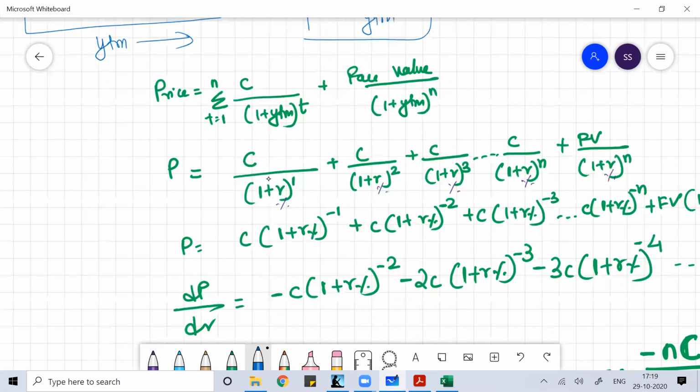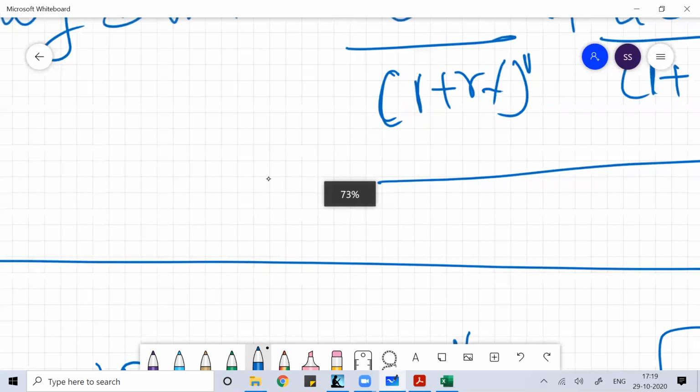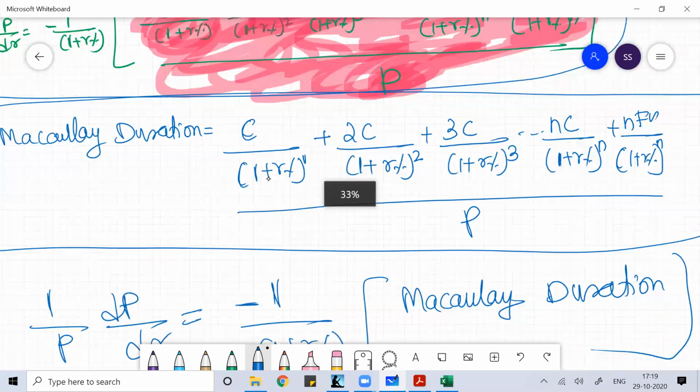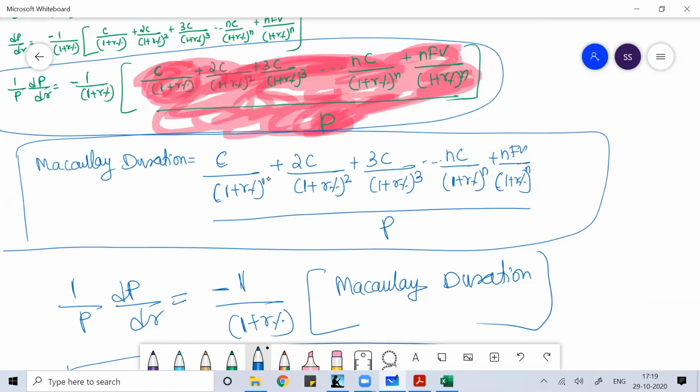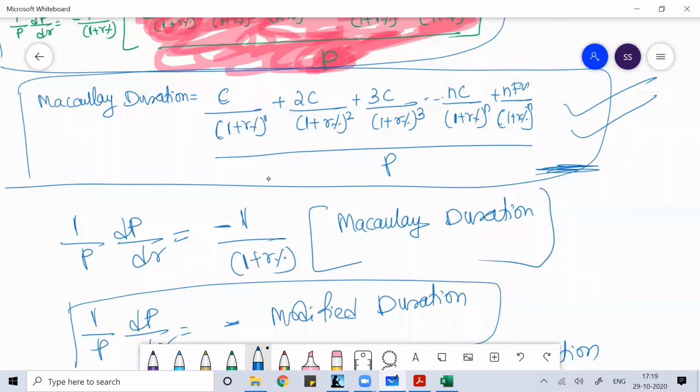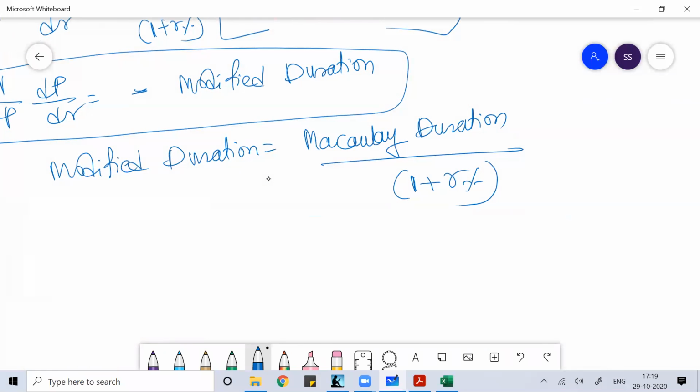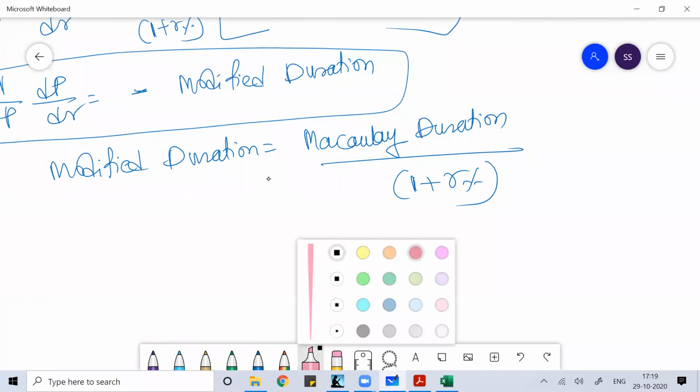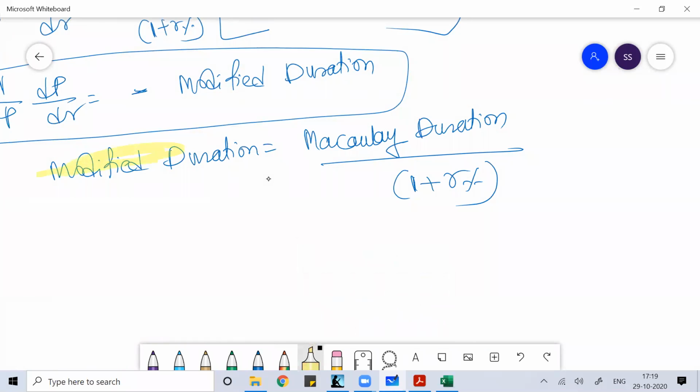You simply have to remember the formula. If you're weak in math, no need to remember the steps. Just remember this: this is called Macaulay duration, and this is called modified duration. Modified duration is Macaulay duration divided by 1 plus r%.